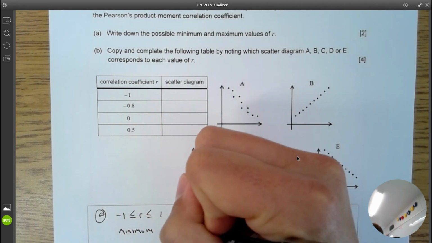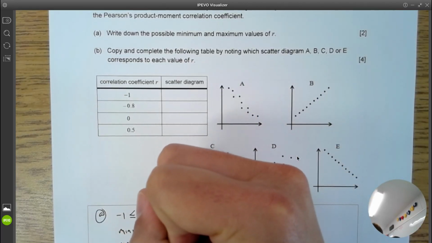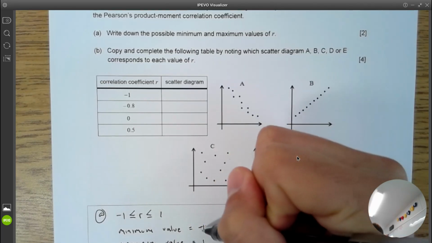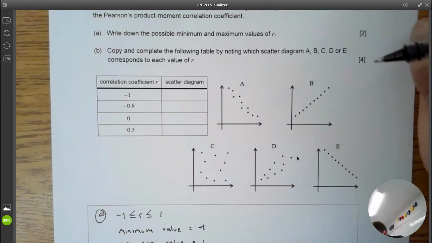Minimum value -1, but I think this is probably also a waste of time. I think our notation before is better. That was easy. 2 marks.